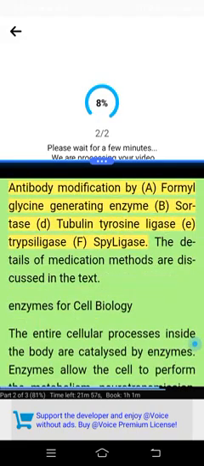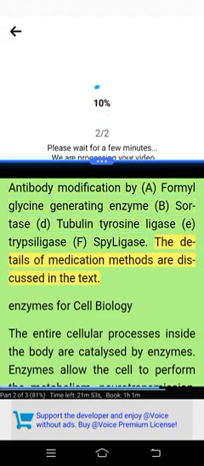3. Antibody modification by A, formylglycine generating enzyme, B, sortase, D, tubulin tyrosine ligase, E, trypsiligase, F, subtiligase. The details of modification methods are discussed in the text.